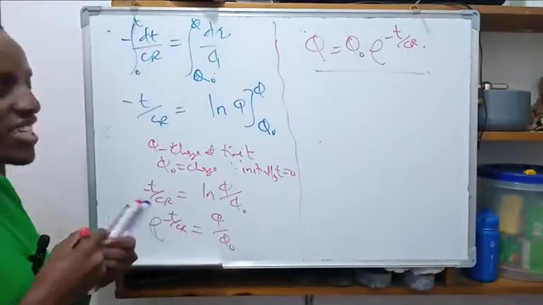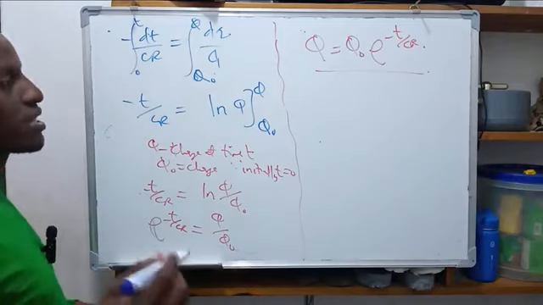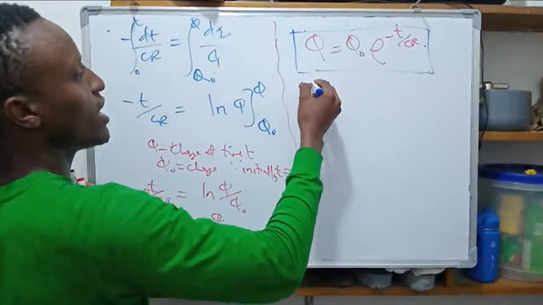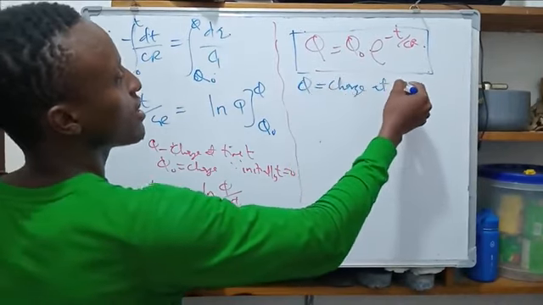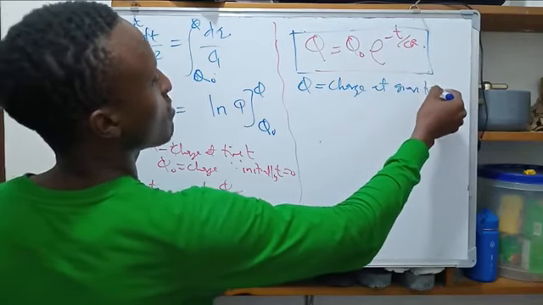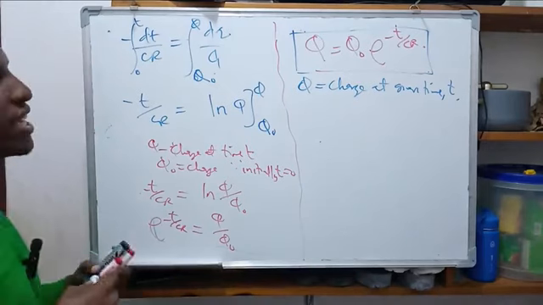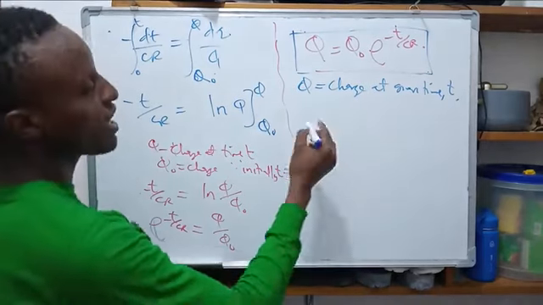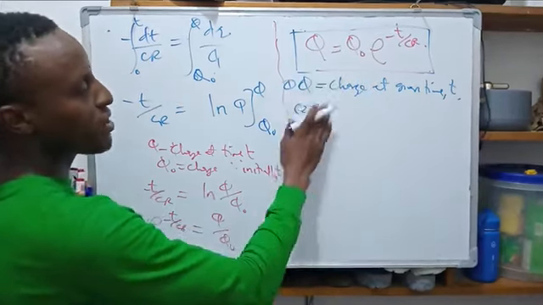We can say this is the charge at a given time. Charge Q is the charge at a given time t. So if they ask you about the rate of flow at a given time, that's number 2, and this is number 1. So how about the nature? You know about the nature now.